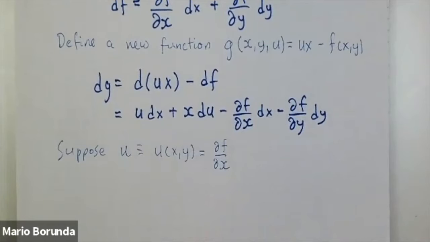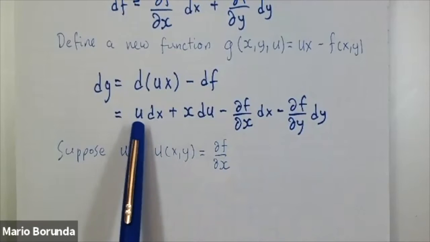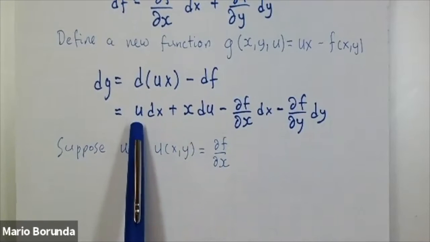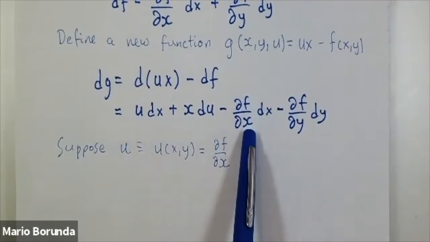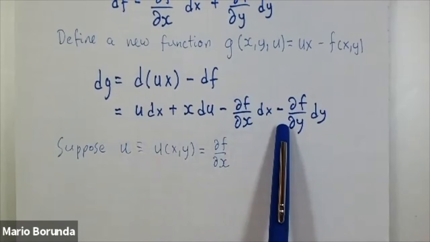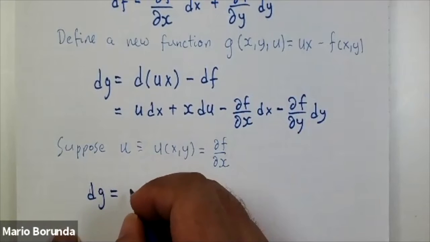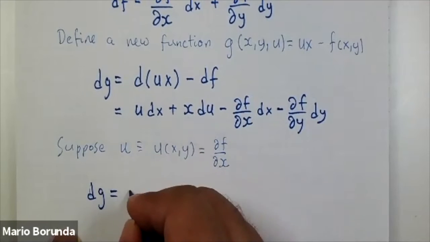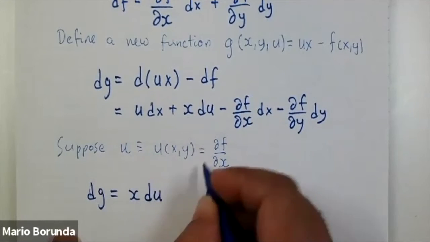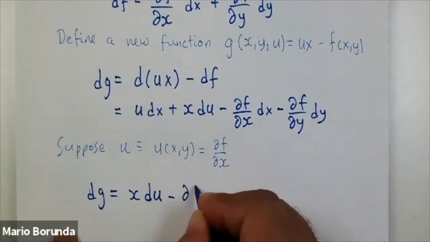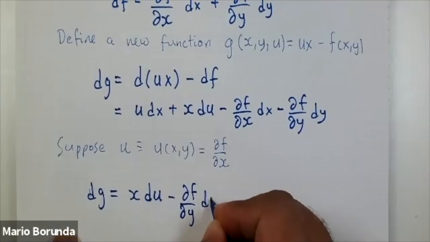Then I can rewrite dg. If u becomes the partial of f with respect to x, then we see that we have the partial of f with respect to x dx minus the partial of f with respect to x dx, and things cancel. Then dg becomes x du minus the partial of f with respect to y dy.